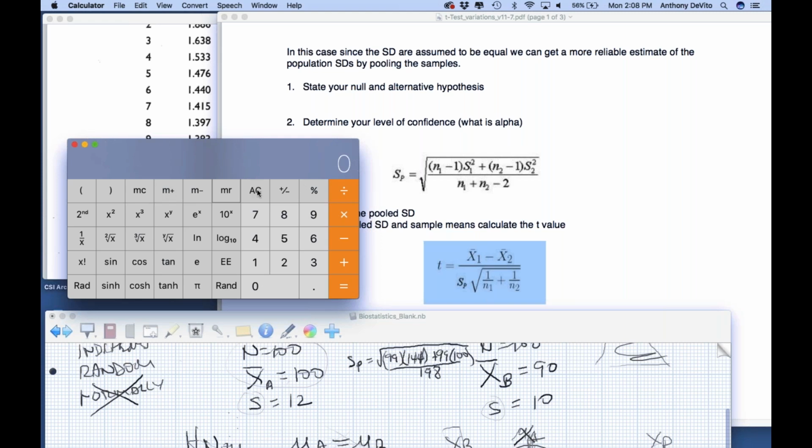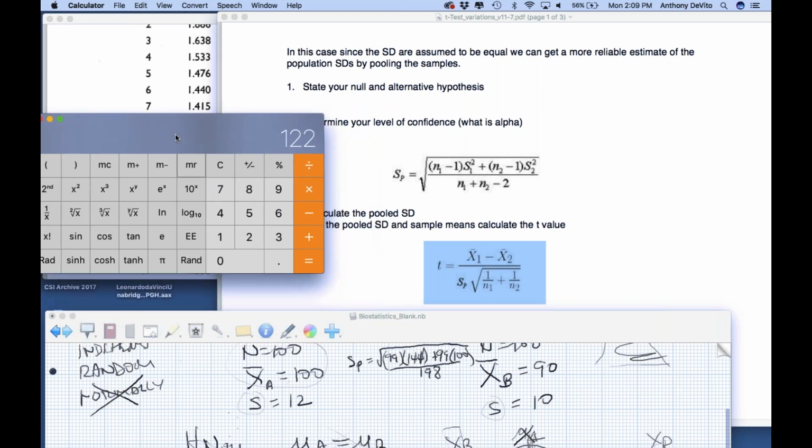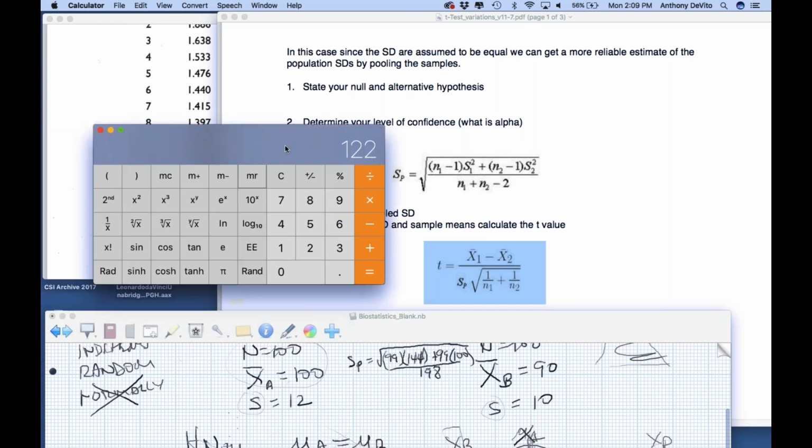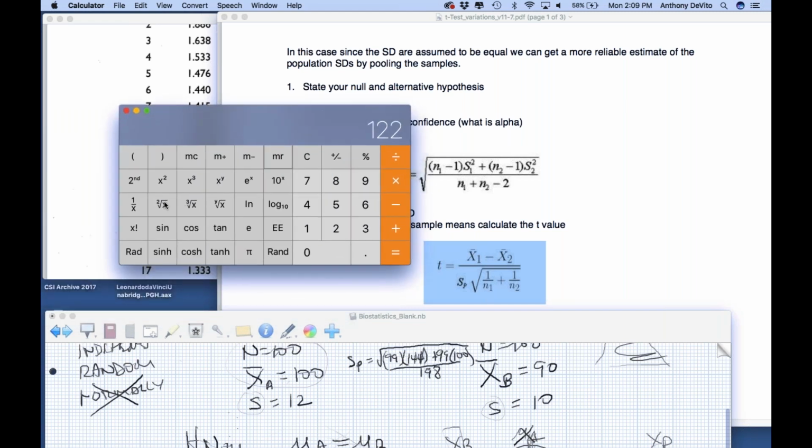Then I am going to divide that by 100 plus 100 is 200, minus 2 is 198. So I'm going to recall memory and divide that by 198. Okay, and that's going to be equal to 122. So the top of that equation is 122. Now I have to find that square root. The square root of 122 is 11.